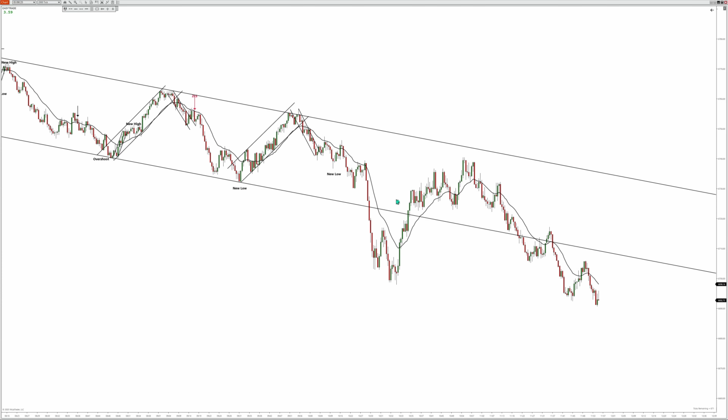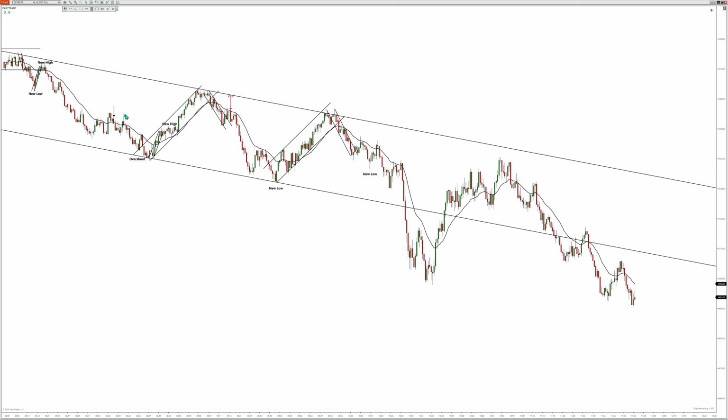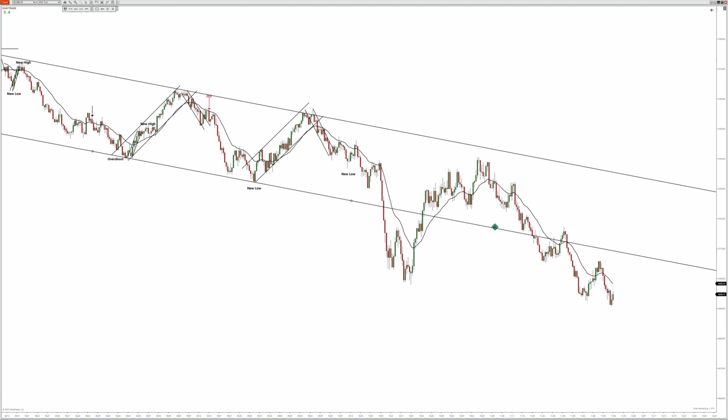All right, guys, I just came back from my break, and you can see we have this huge overshoot of this downtrend. We didn't break out of the other side of this channel, and then we created a new low, but we continue to work lower.